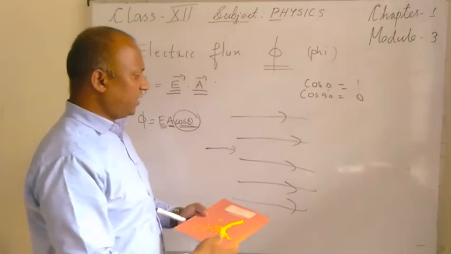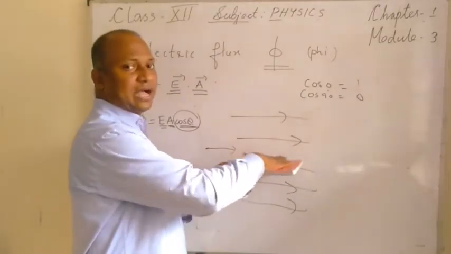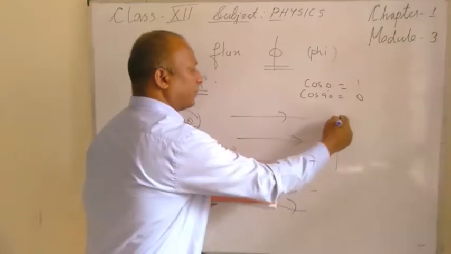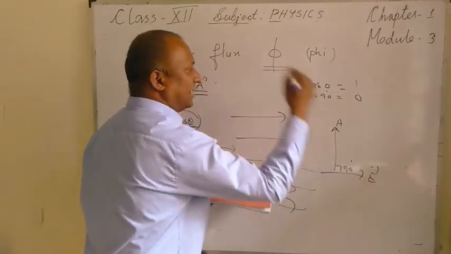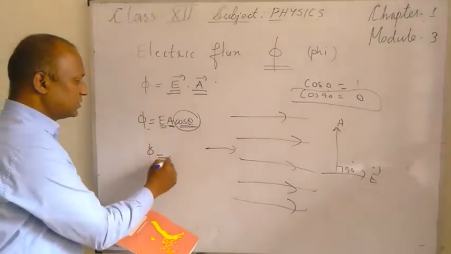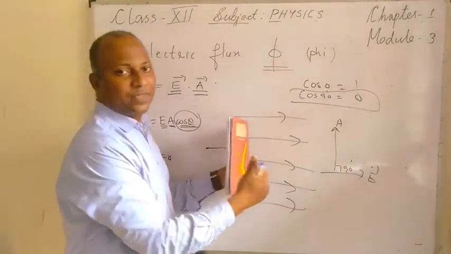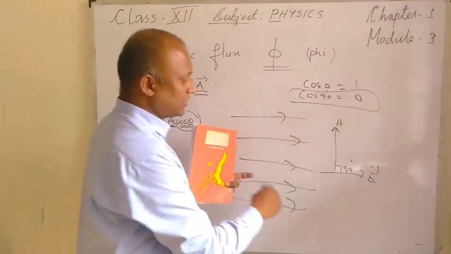Here, if the area is like this and the direction of the area is this, then this is the area direction and this is the field direction, and the angle between them is 90 degrees. So cos 90 is 0, and the entire flux will become 0 in this case. But in this other case, the area is in this direction, perpendicular to the plane. So this is the area.